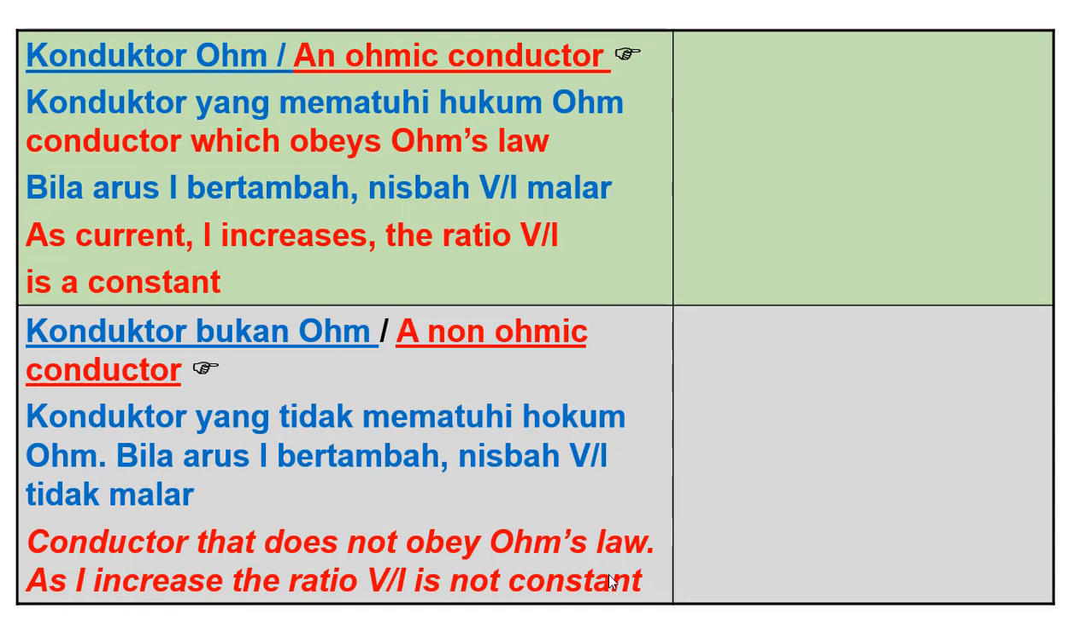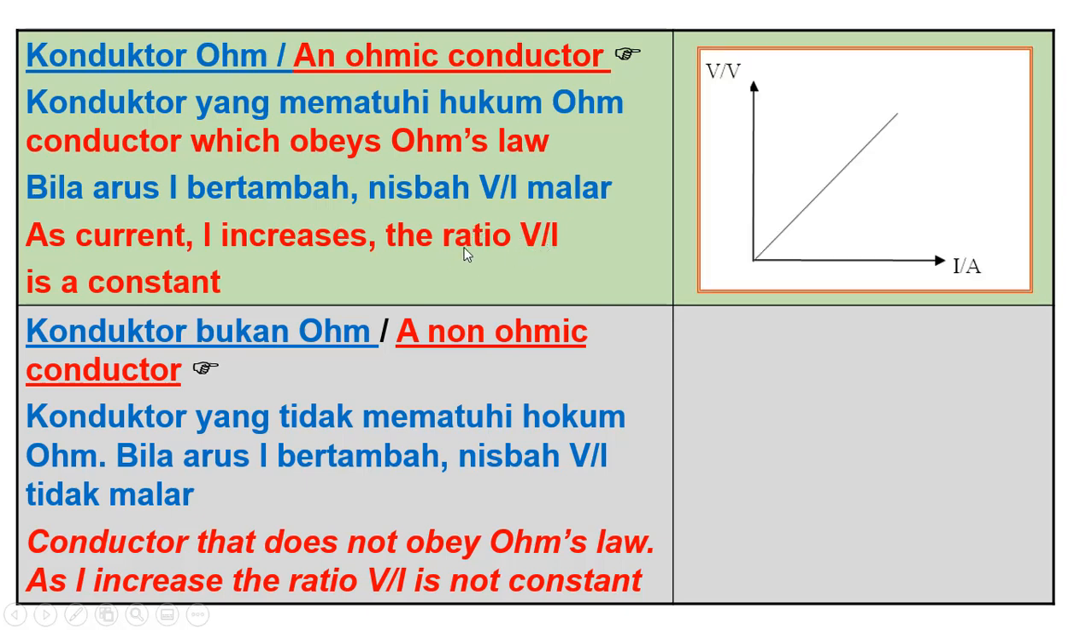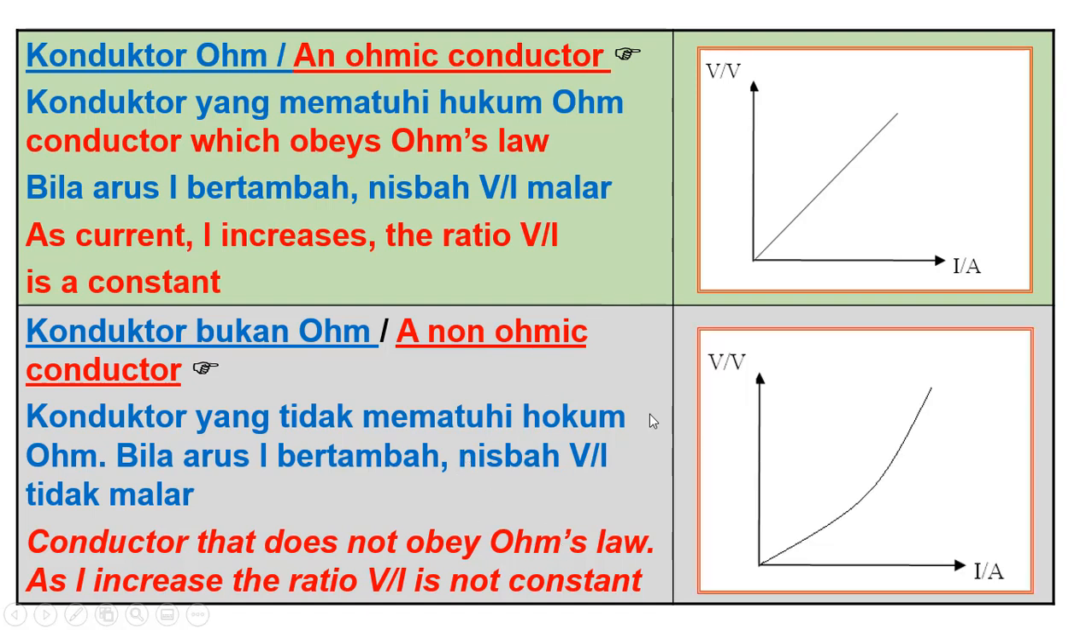Next, we have what we call an ohmic conductor. An ohmic conductor obeys Ohm's law. As current I increases, the ratio V over I is constant, and we get a straight line here. Another one is the non-ohmic conductor, which does not obey Ohm's law. The graph will not be a straight line, it will be a curved line. For example, a light bulb is a non-ohmic conductor. An ohmic conductor should be like constantan wire, copper wire, and so on.